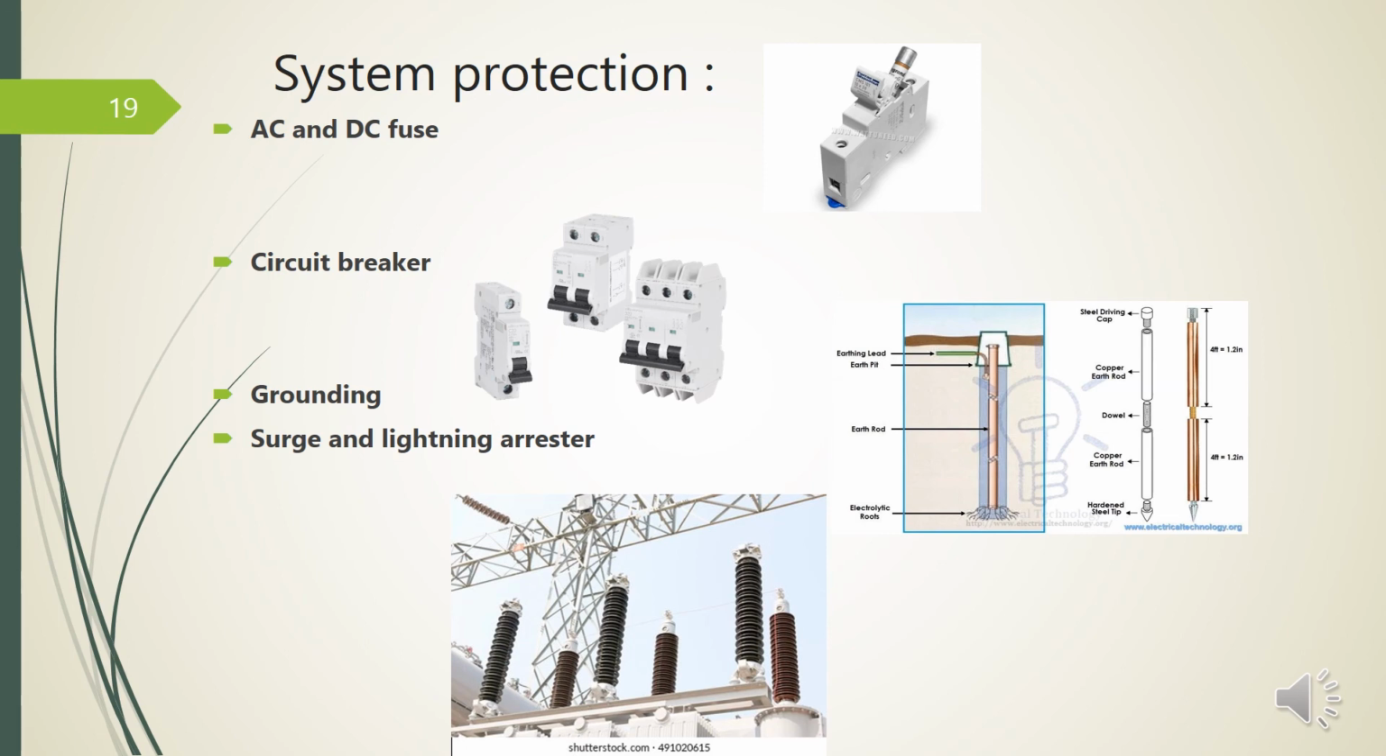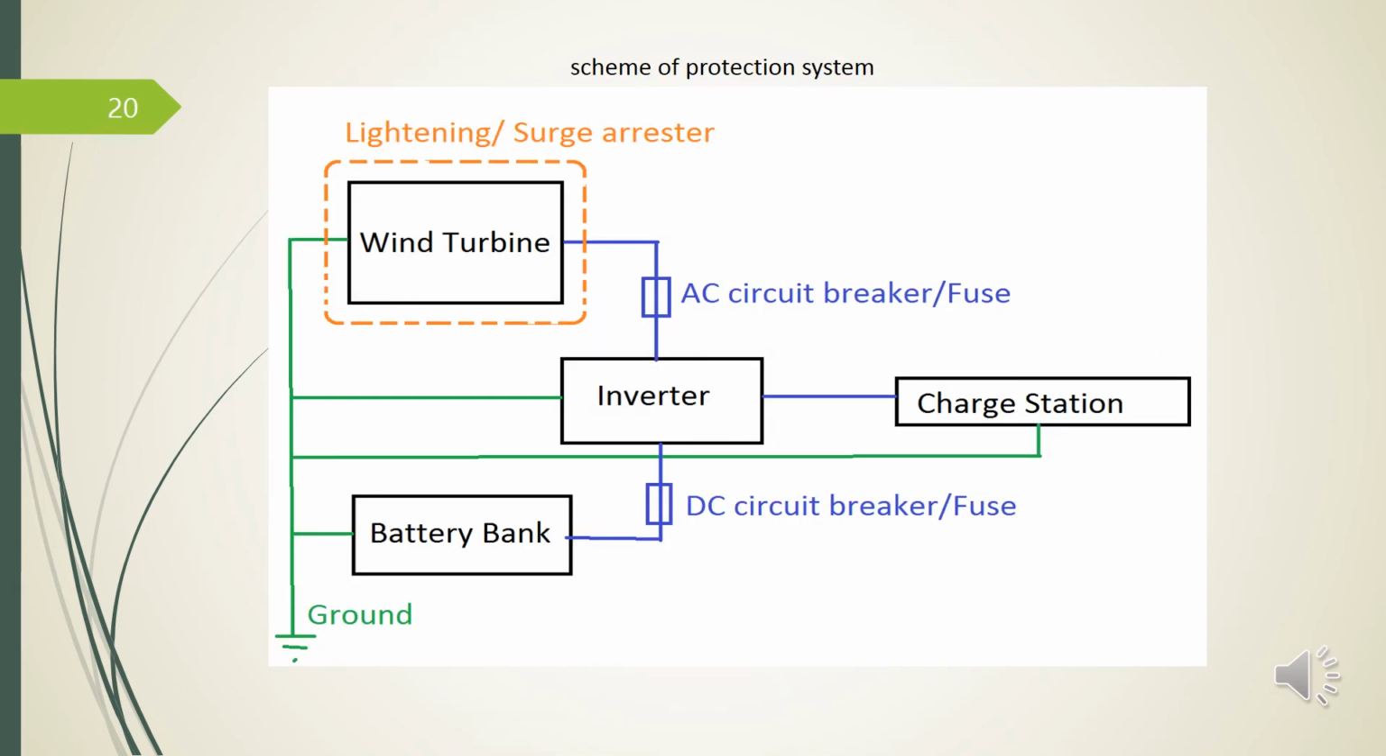It mainly works with electromagnetic principles. All standard systems are supposed to provide a grounded system to protect both humans and the system. A surge and lightning arrestor is used to capture lightning to protect the system from surge voltage. This slide shows the scheme of the protection system, which consists of lightning and surge arrestor, circuit breakers, and the grounding system.